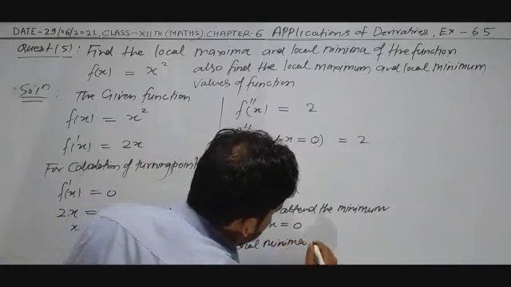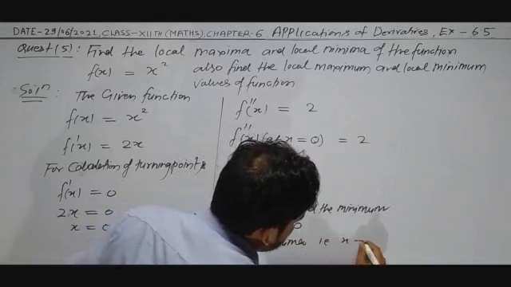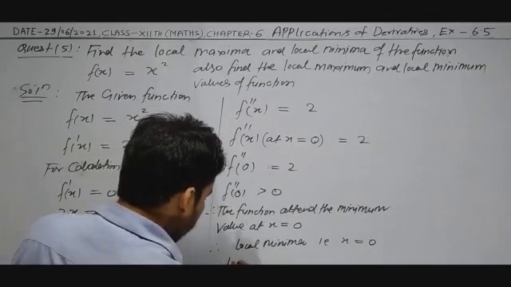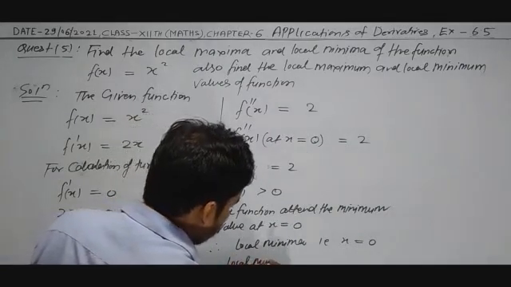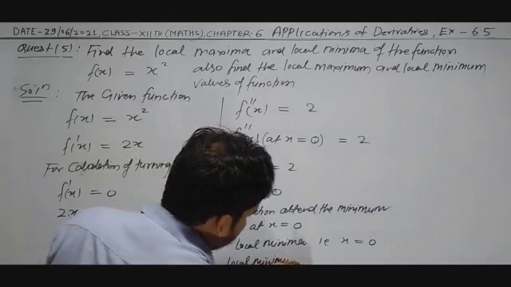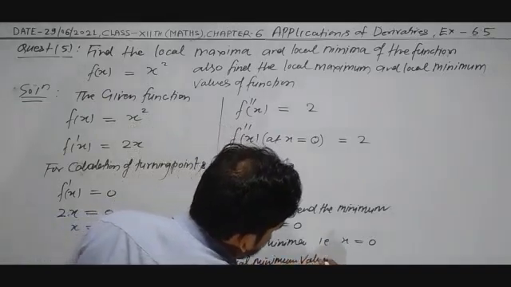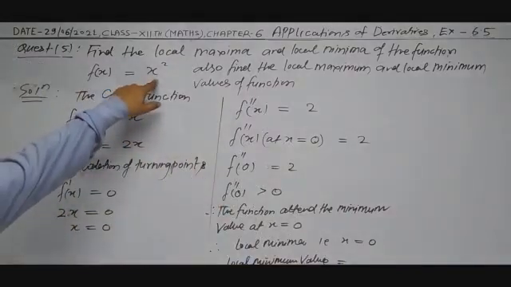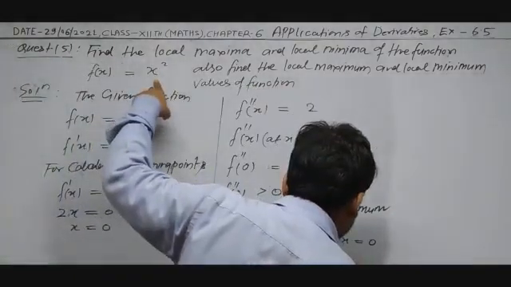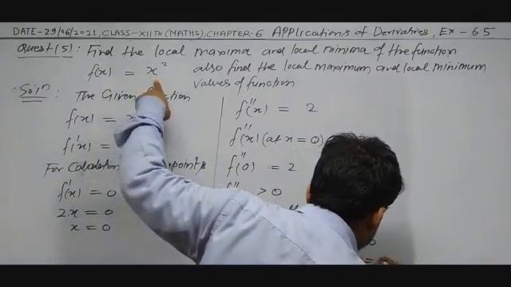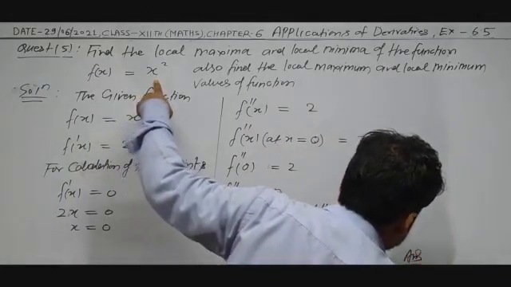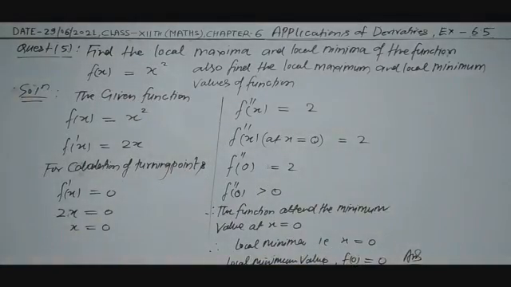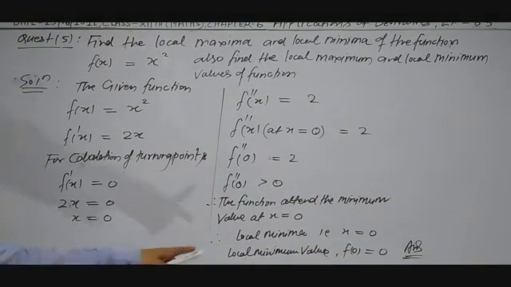Therefore, the local minima is at x is equal to 0, and the local minimum value is equal to, putting x is equal to 0, f(0), you will get the result 0. So this is the answer, the local minimum value. This is the answer.